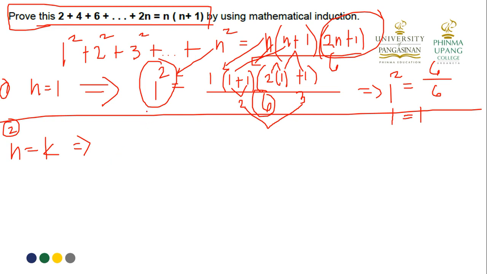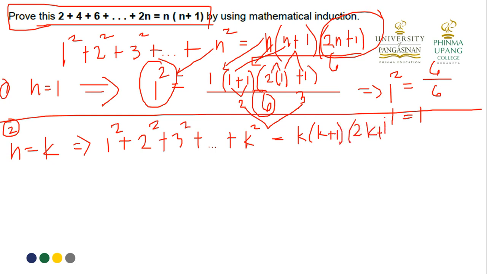Next, palitan daw natin lahat ng N ng K. Copy 1 squared. Plus 2, 3. K squared, is equivalent to K, then K plus 1, plus 2, K plus 1, all over 6. You're going to substitute all the value of N into K. Simple as that. Tapos na tayo sa step number 2.